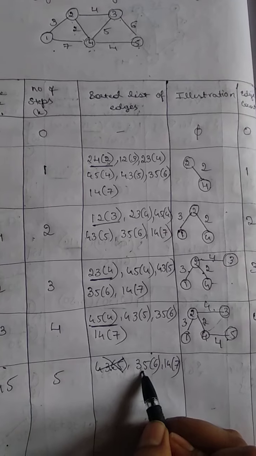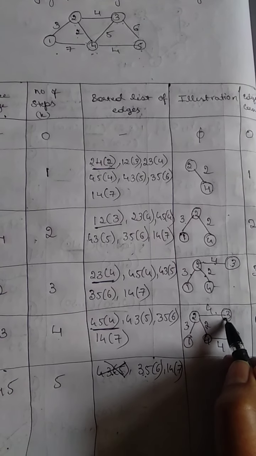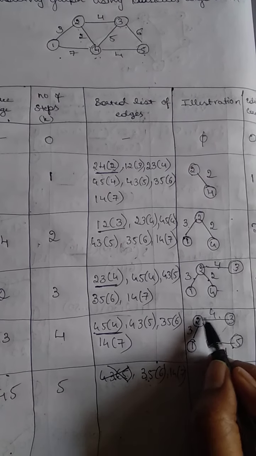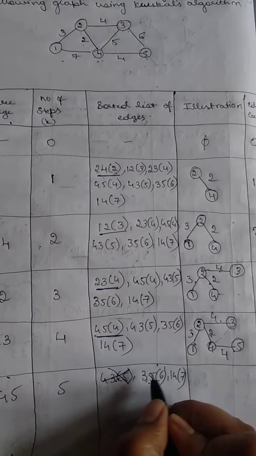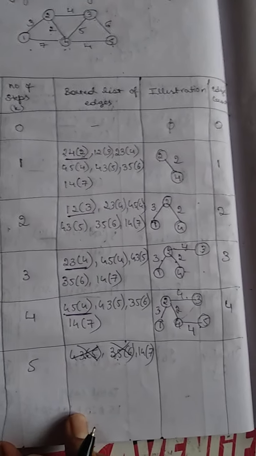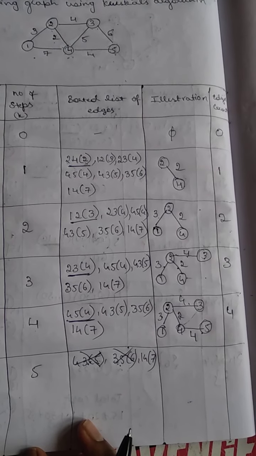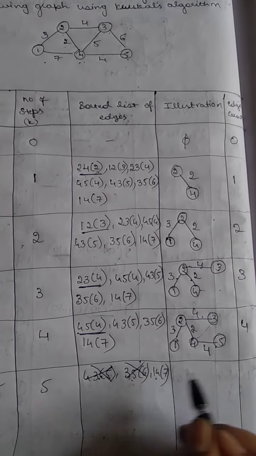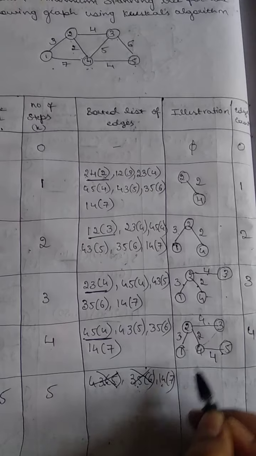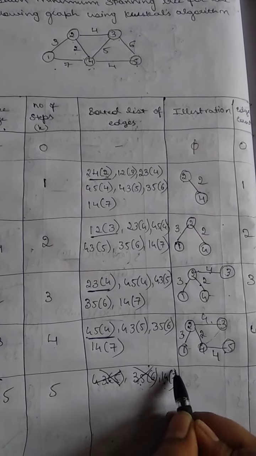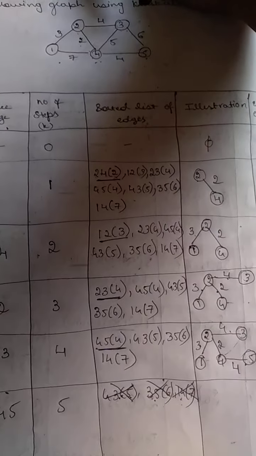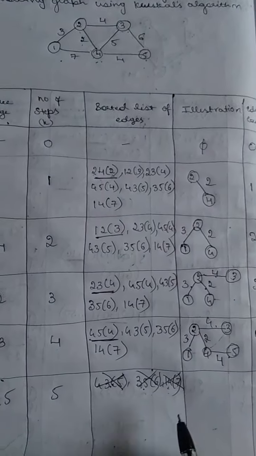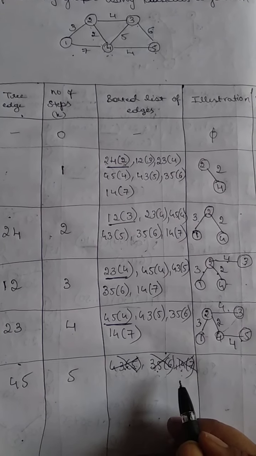Okay. Next, which is next? 3 to 5. Again here, if I take 3 to 5, it will also form a cycle: 2 to 3, 3 to 5, 5 to 4, 4 to 2. So I will discard 3 to 5 also. Next, again it is 1 to 4. If I connect 1 to 4 like this, again it will form a cycle. So I'll discard 1 to 4 also. It should not form any cycle, so you have to just discard all these.